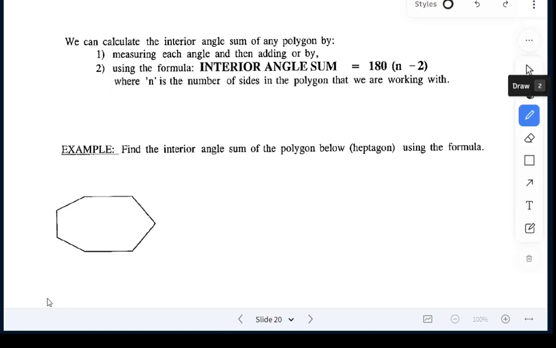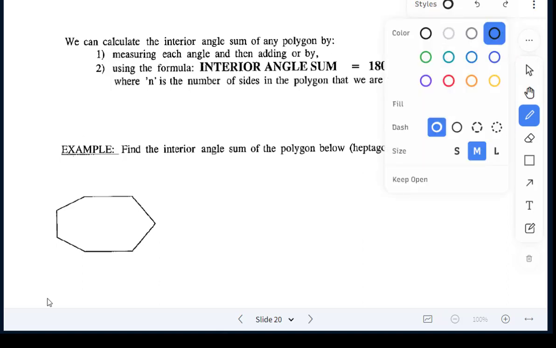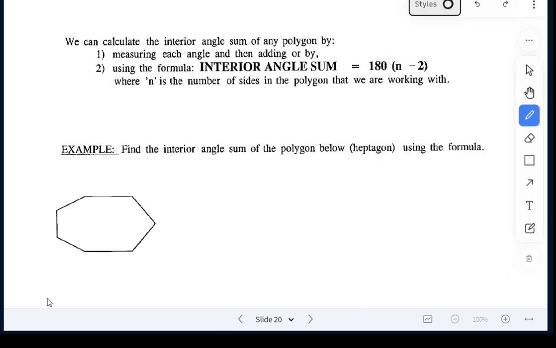So let's take a look at our first example. We have this polygon here. So let's count the sides. Let's start from here. We have 1, 2, 3, 4, 5, 6, 7. So it's 7-sided, therefore our n will equal 7. A 7-sided figure, remember, is called a heptagon.